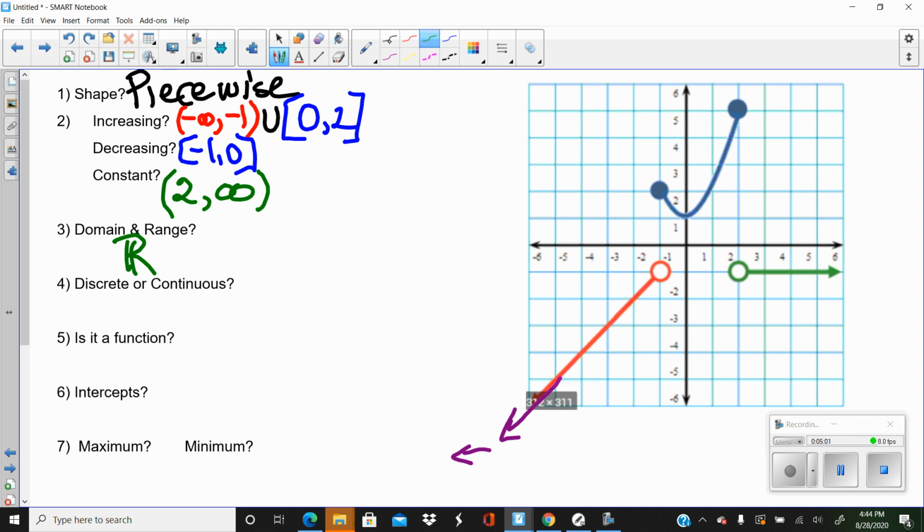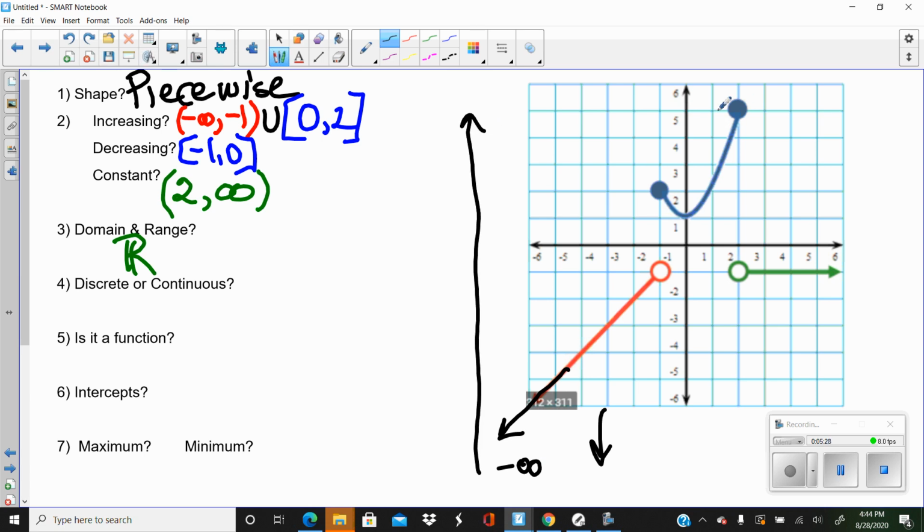Now let's talk range. Range is low to high. We talk about the y values, all possible y values. Let's look at our y values going downward. My graph right here continues on for infinity, so it goes all the way down, negative infinity, forever. Now, as we look from low to high, wait a minute, it stops right here. The highest my graph is going to go is positive 5.